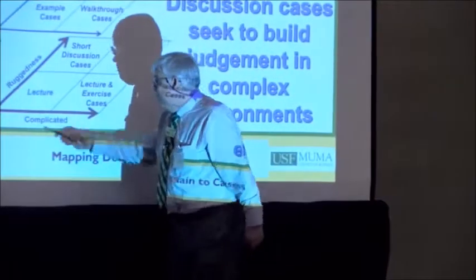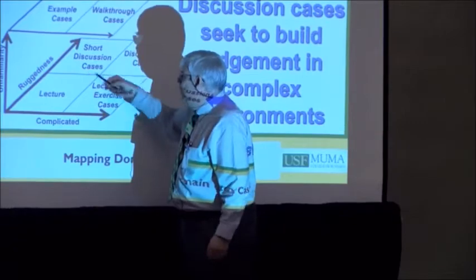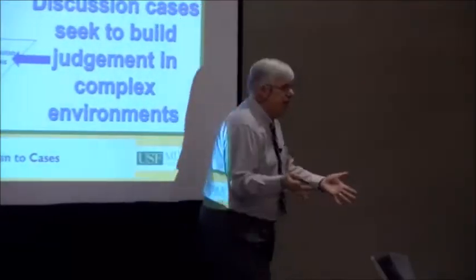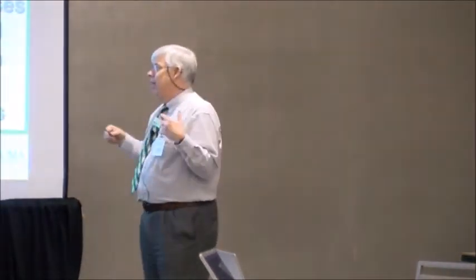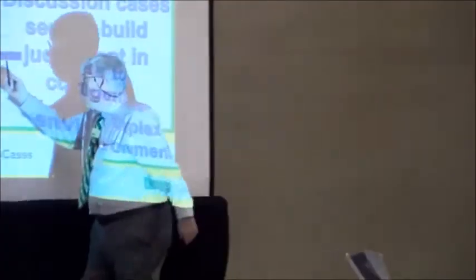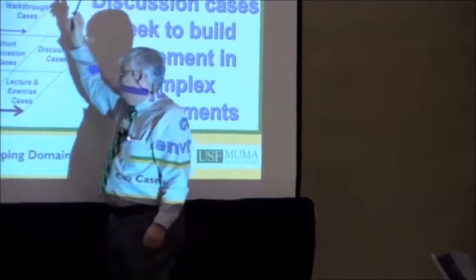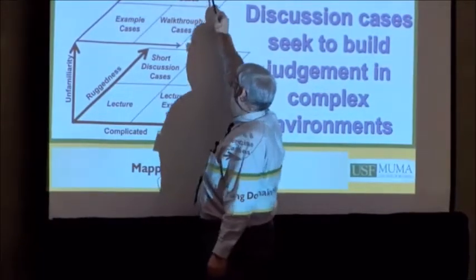The search for local peaks is where discussion cases become very useful. Now, if it's not too complicated and it's a familiar domain, then the discussion cases can be very short. Then we're just investigating whether or not a particular combination is a peak. As it gets more complicated, the discussion cases get longer. And as we move into the domain of unfamiliarity, we tend to need to provide a lot of context. And that is where the long discussion cases come in.